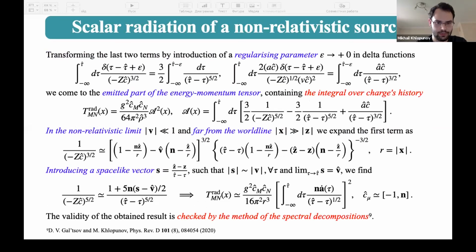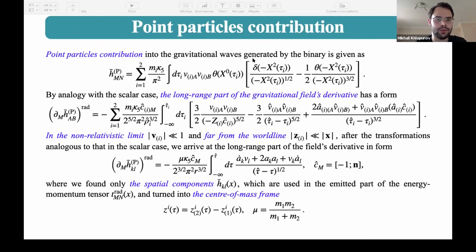Then just keep the details. We can expand the obtained integral amplitude in the non-relativistic limit and obtain the following form depending on the entire history of the particle's motion. It depends only on the third derivative of the particle's worldline.